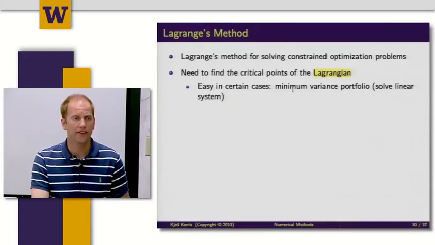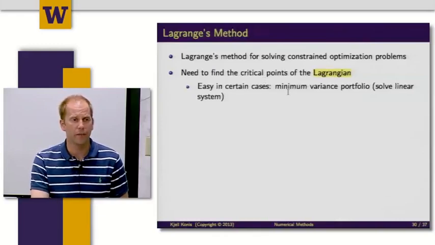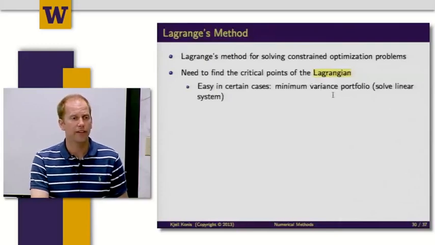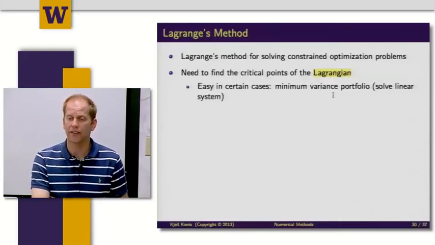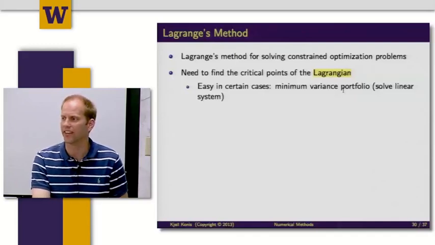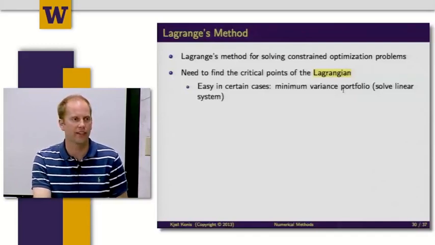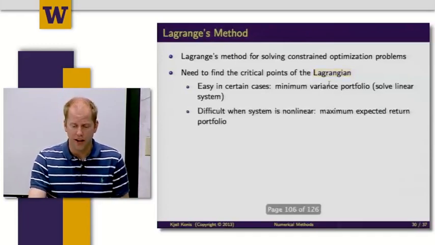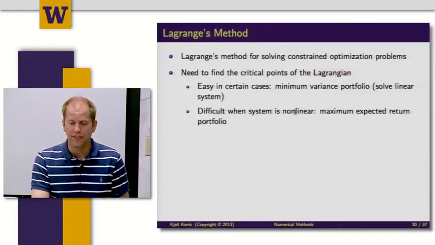And then I know that the extreme values of the constrained optimization problem are going to occur at critical points of the Lagrangian. So what I need to be able to do is take the gradient of the Lagrangian, set that equal to 0, and solve that. Sometimes, like in the case of the minimum variance portfolio, that was easy because that was just solving a linear system. When the system is nonlinear, it can be more difficult.